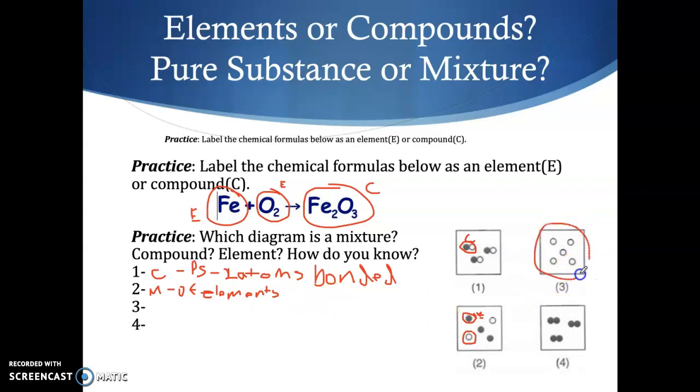Right here I only have one type of atom, so that's an element, and that's a pure substance. I'm going to abbreviate PS. Here I only have black atoms, so that's still an element and still a pure substance because there's only one type of atom. Okay, so all of these represent different types of substances. When you see them spread out like that, that's probably a gas as well.